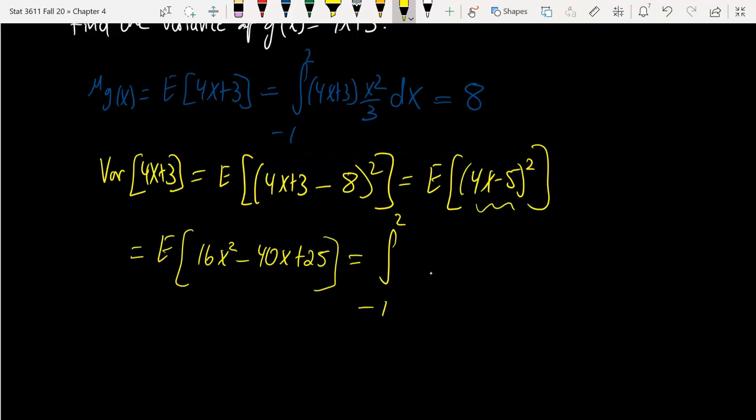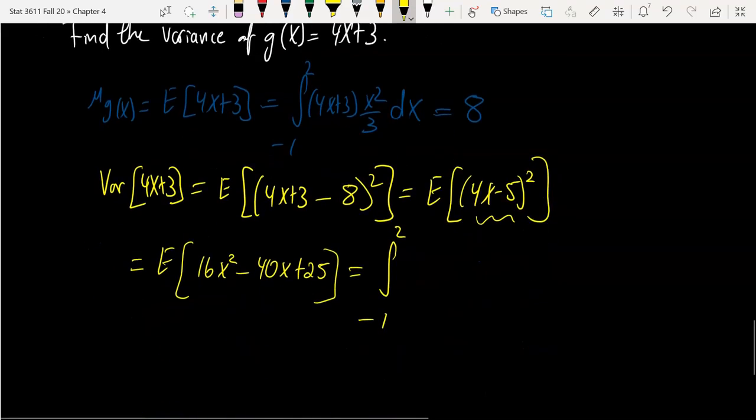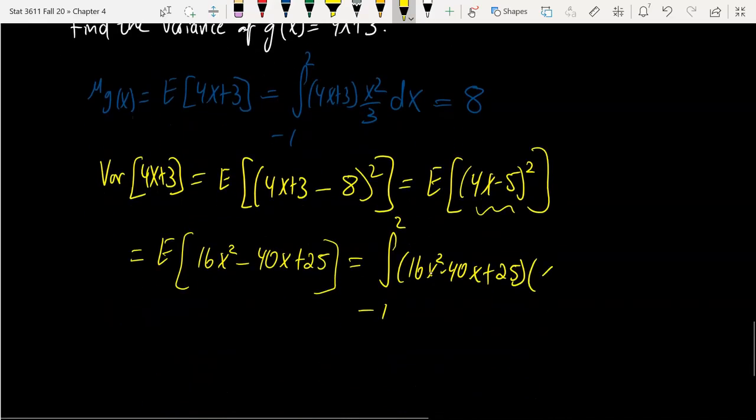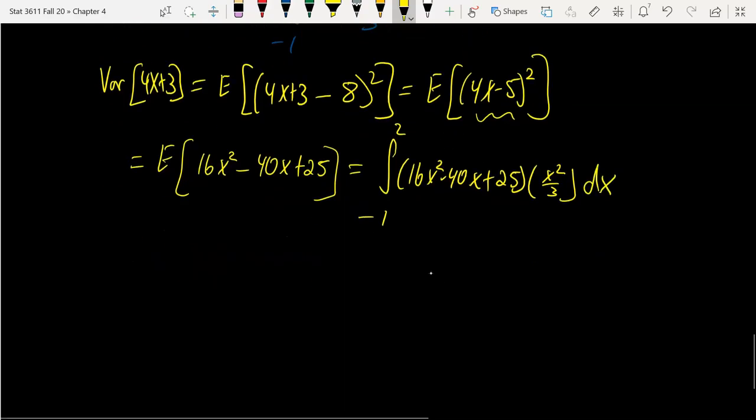So we're going to integrate, according to this PDF, from minus 1 to 2. It's going to be 16x squared minus 40x plus 25 times our PDF, which is x squared over 3 dx. There we go. And so I would bring out this 1/3 from the x squared over 3, integrate from minus 1 to 2, and multiply the 16, distribute these to there.